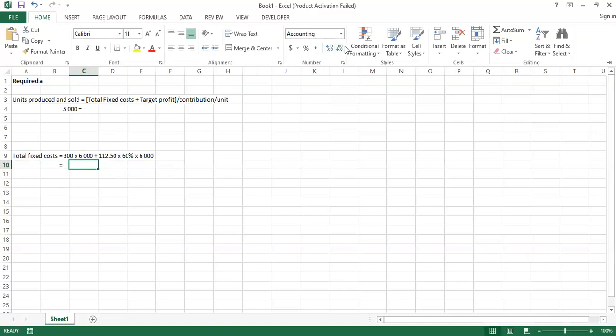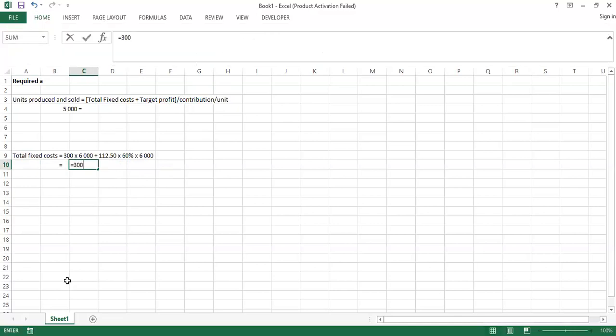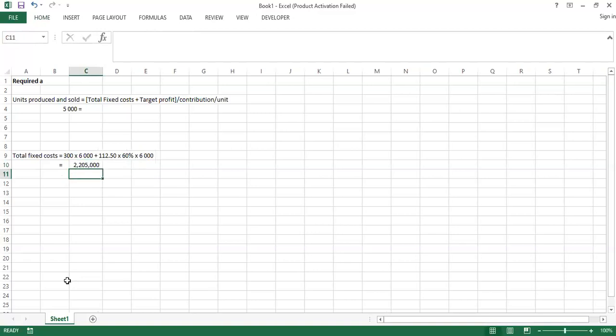All right, let's put down the answer there. If you can calculate with me, this is going to be 300 times 6,000 plus 112.5 times 0.6 times 6,000. This is going to be 2,205,000. So we take that and put it there. And then what's the target for profit?